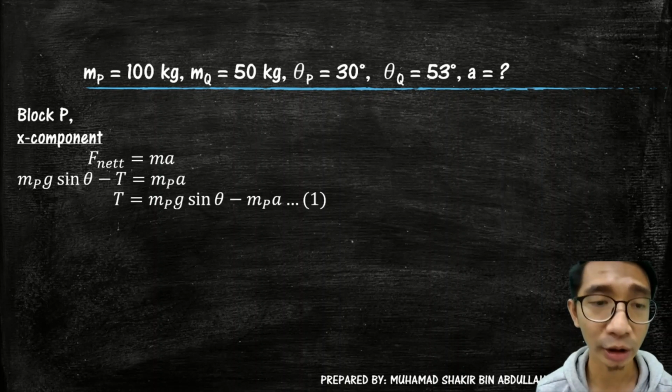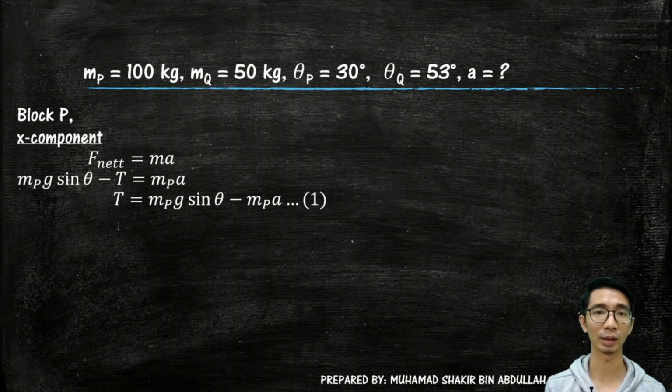So rearranging, find the T as an unknown. T on our left hand side. So T equal to MPg sin theta minus MPa. So this is our first equation.